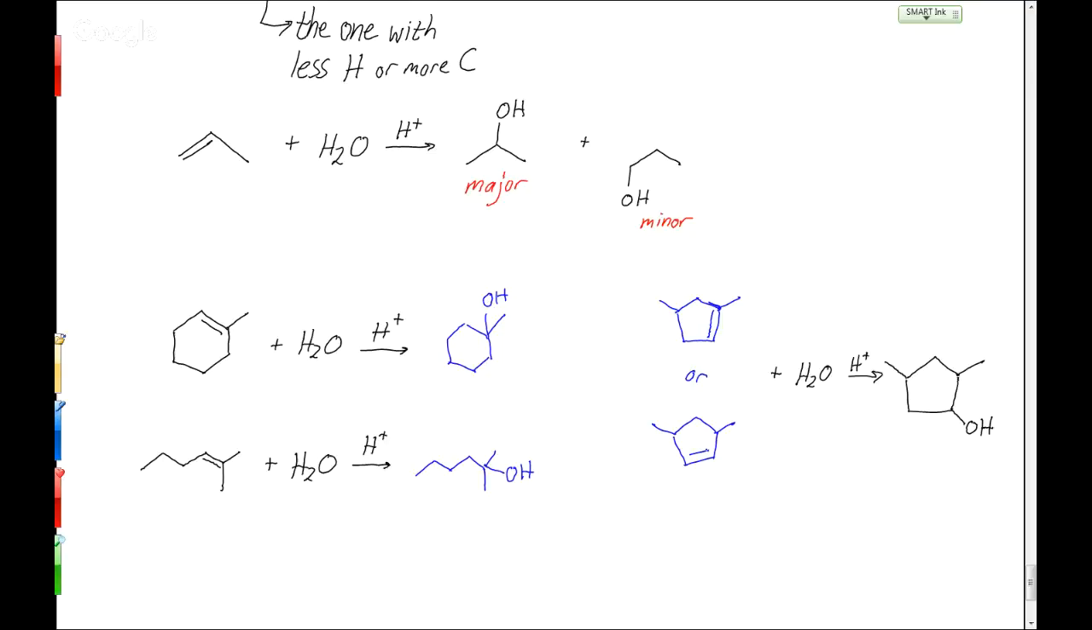The bottom one would be a better choice because otherwise it would go up instead of unbonded. Right. If we started with this one, remember based on that rule, we would expect the OH to go here instead. If we really want that OH to be down here, this is the better choice because either corner that it adds at actually makes that same product because it's symmetric. So this is the better choice here.